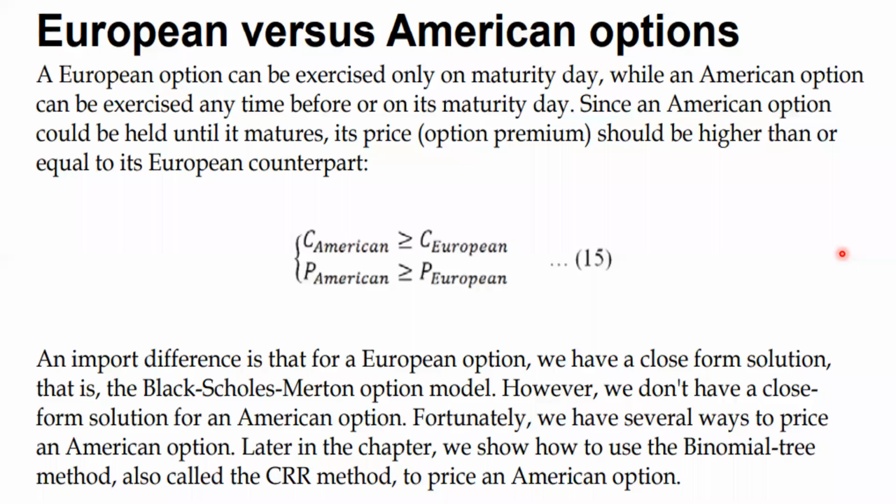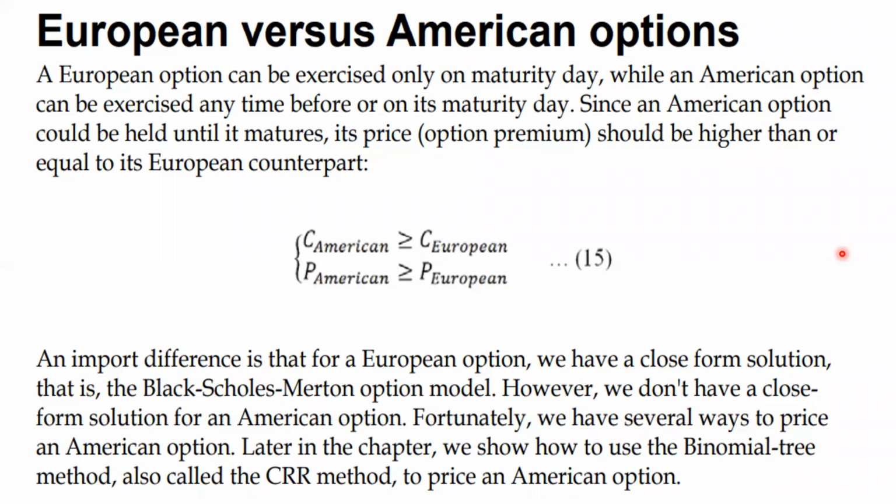Let us move on to the option Greeks. We have already studied the option Greeks in case of Excel, how we are using them. Here is some example: how we are going to calculate the value of a European option and an American option. I think you know the difference between the European option and the American option.